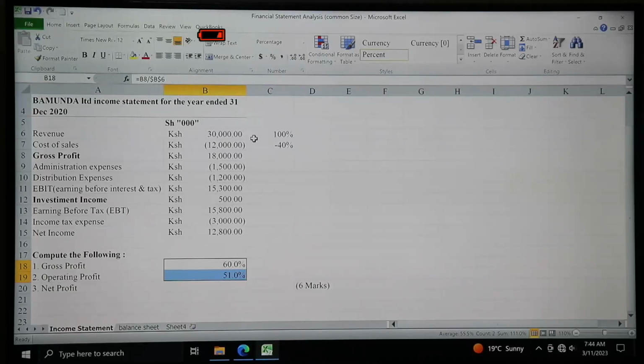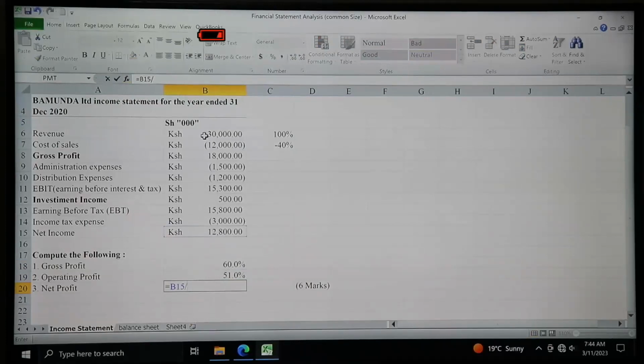Then to get the net profit, we are already given the net income there. So you see, like the net income, you are getting 43, but in the real sense, it is not 43, because 43 has been rounded off. So you are supposed to pick the net income, which was calculated here, then divide over the revenue, and multiply by 100.